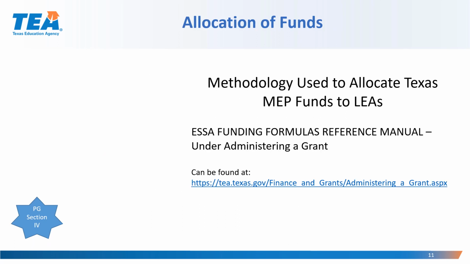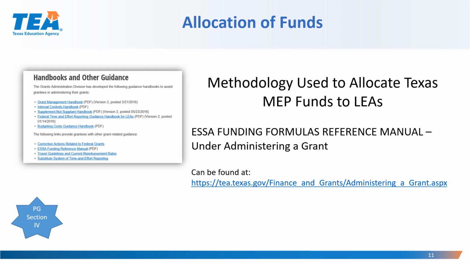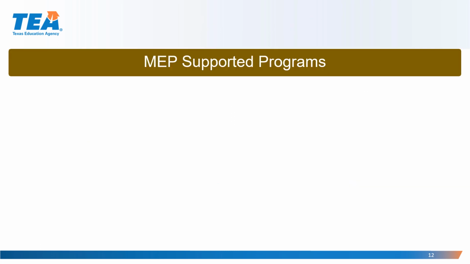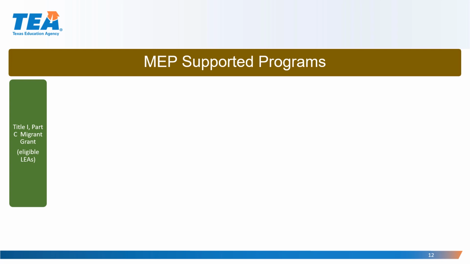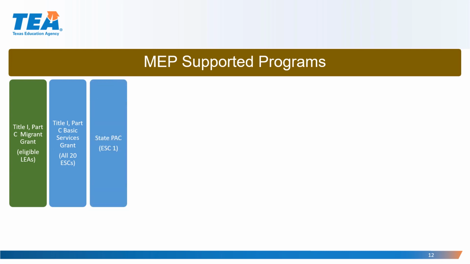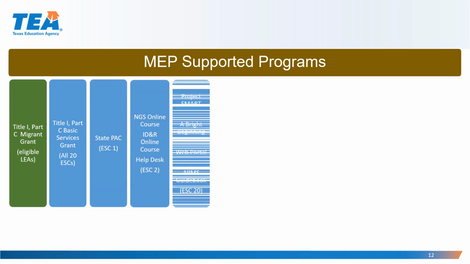The process of determining the LEA allocations is detailed in the ESSA Funding Formula Reference Manual that is available in the handbooks and other guidance section of TEA's Finance and Grants website. In order to address the needs of migratory children in the state, directly or indirectly, the Texas MEP uses funding to support the following projects. These projects either support an identified need or address a statutory requirement.